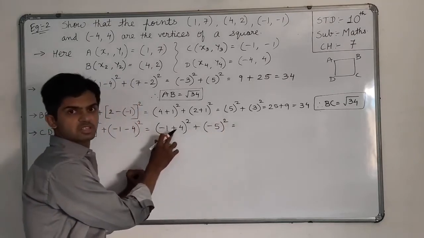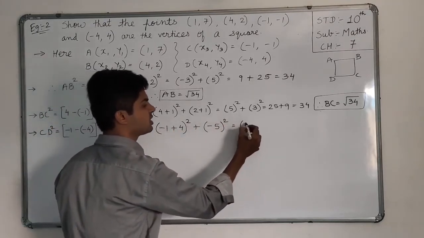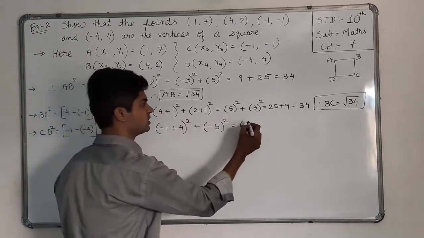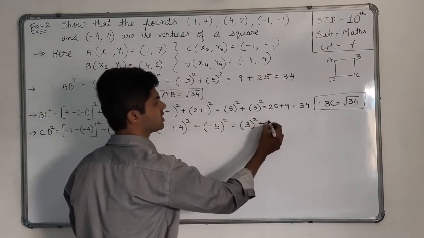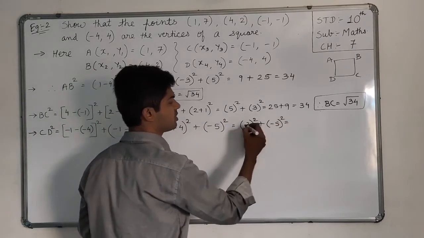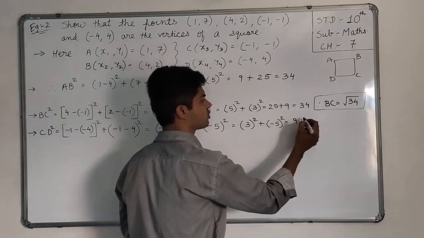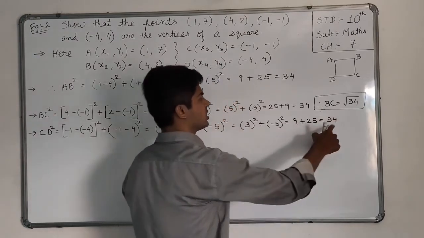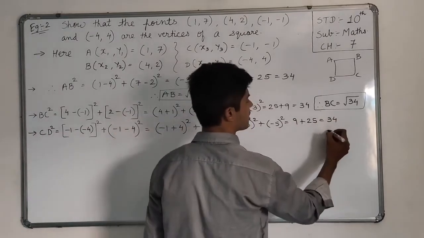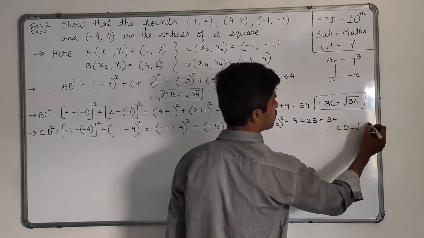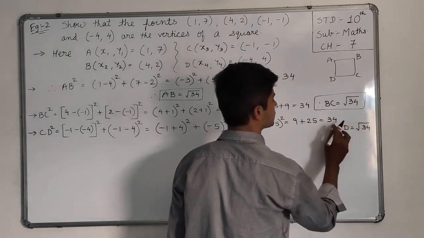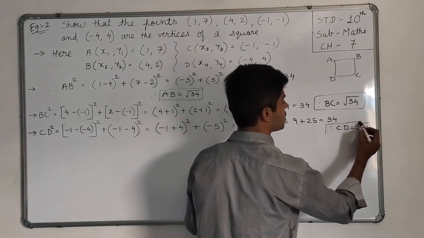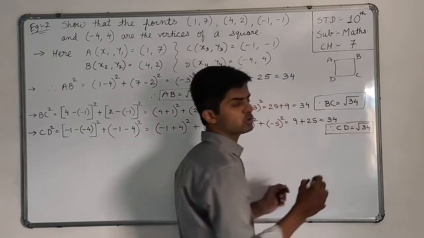Okay, minus plus it means subtraction, 4 minus 1 it will be 3, bigger number is 4 and its sign is plus, so no need to do the sign of plus, so 3 square plus minus 5 square, 3 square will be 9 and minus 5 square will be 25. If you add, you will get 34. 34 is the answer of CD square. So therefore answer of CD will be root 34. Understood?